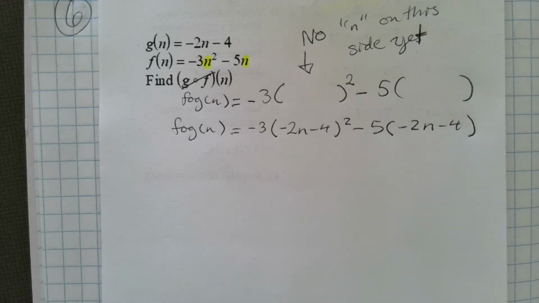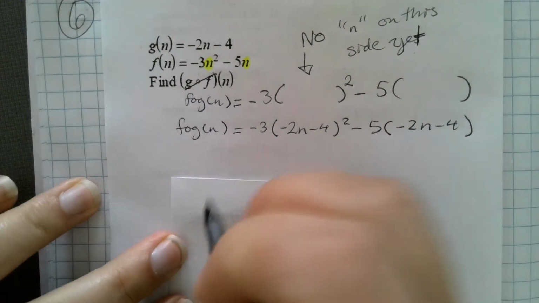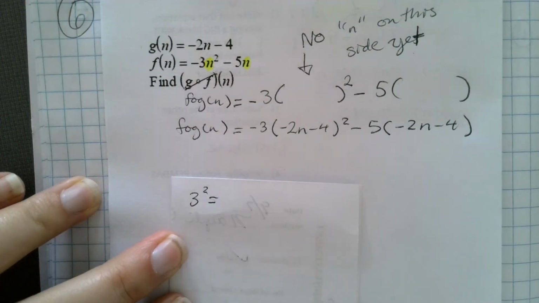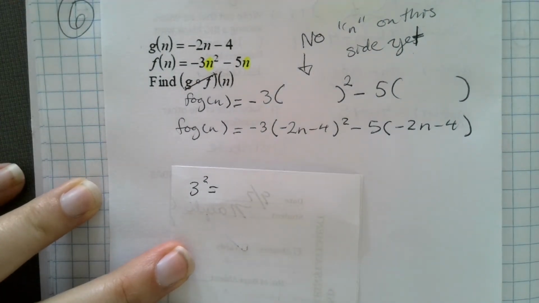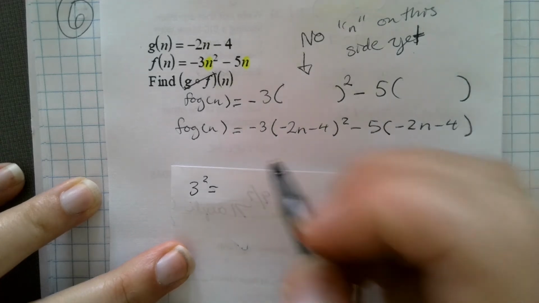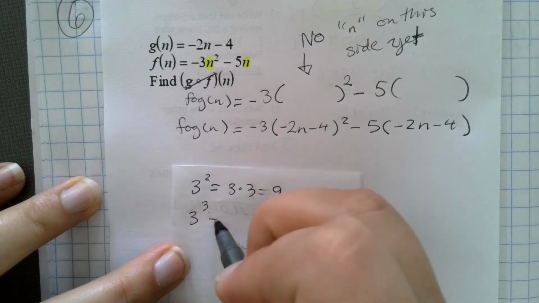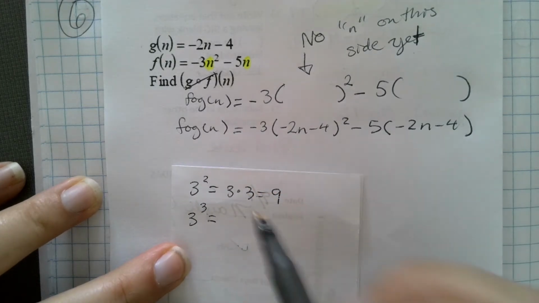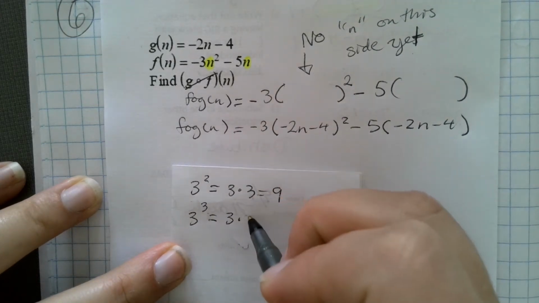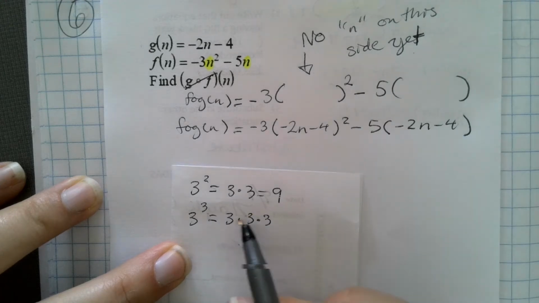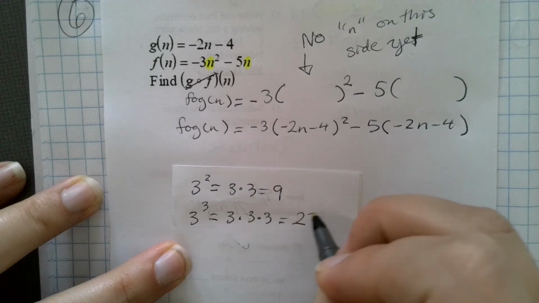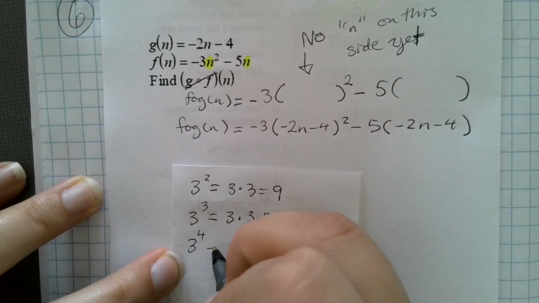Let's break this down. If I have 3 squared, what is 3 squared? 9. It is 9. How'd you figure it out? 3 times 3 is 9. If I have 3 cubed, what is it? 27. So it's 3 times 3 times 3. So this number is how many times I write it. So how many times would I write it now? 4.